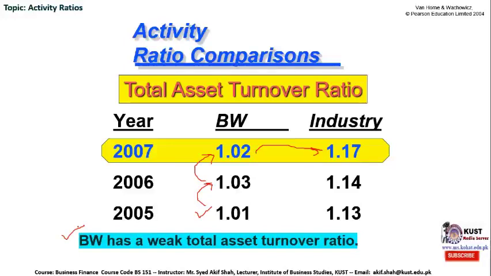The industry average in 2007 tells us that a company in this particular industry must have an asset turnover ratio of 1.17 times. However, the Basket Wonder ratio is quite a bit lower than the industry benchmark. Therefore, we can say that Basket Wonder is performing poorly on the total asset turnover ratio.